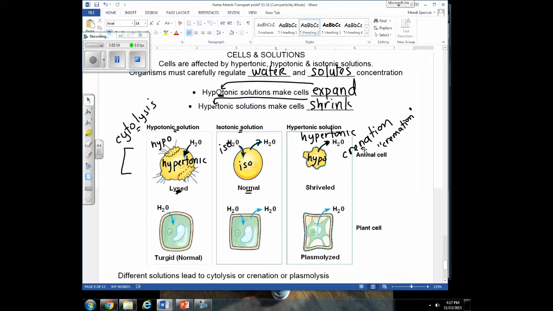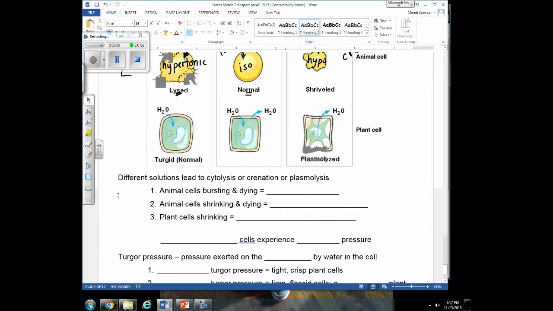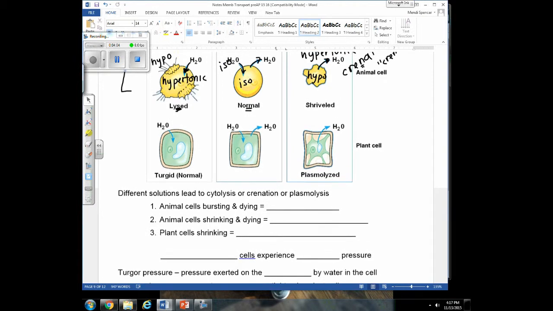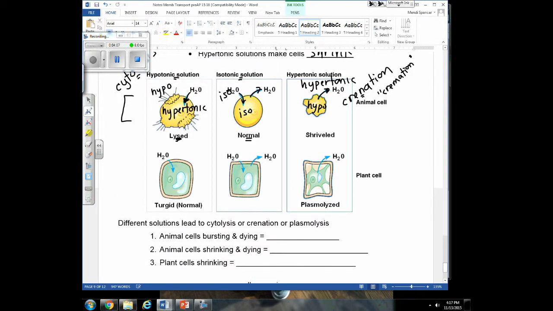Now let's talk about plant cells, because they have a cell wall, they're going to react a little bit differently whenever they're placed in these different types of solutions. Again, if I take a plant cell and I put it in a hypotonic solution, so if I pour water on it, by default that means the inside is hyper. Water moves to that hypertonic solution and plant cells are going to swell. If I take a plant cell and I put a hypertonic solution on it, water comes out because the cell is hypotonic, the outside's hyper, and water moves out to that hypertonic solution, and these plant cells shrink.